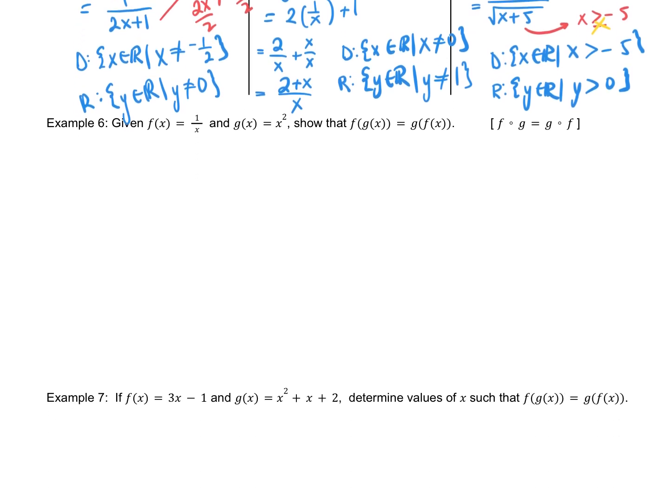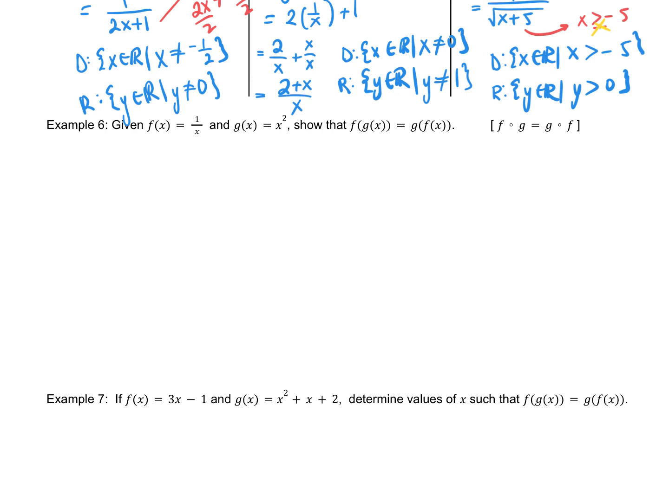All right. Given f of x equals the rational base function and g of x equals the base parabola, show that f of g of x is the same thing as g of f of x. Now, this isn't a very common thing to find, but sometimes the composite of one function is the same as the composite in the other direction. So let's just see what happens.